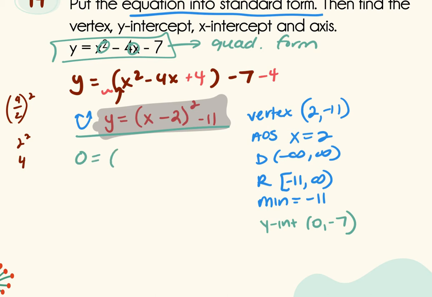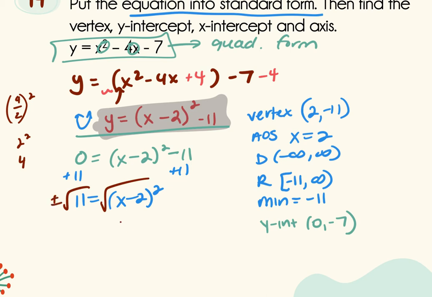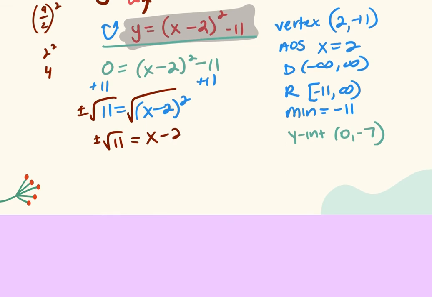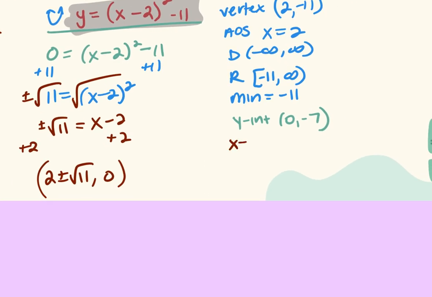Make the y 0. I'd add the 11. I'd square root both sides, putting a plus and minus in front of the 11. And then I'd add the 2. So 2 plus and minus root 11, 0 would be my x-intercepts. So (2 minus root 11, 0) and (2 plus root 11, 0).